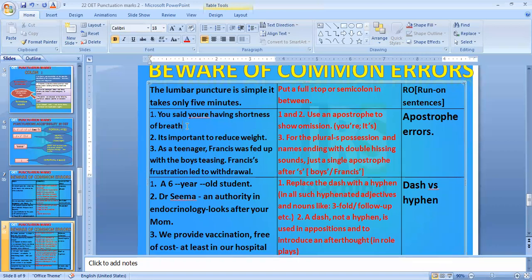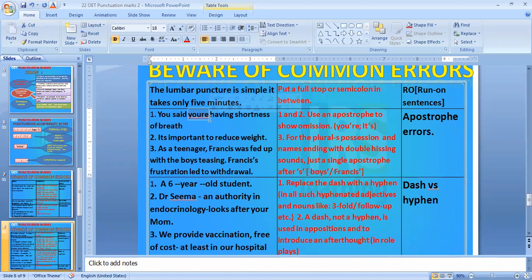Okay, read the next one, number 1. You said, You are having shortness of breath. What's the problem? So the computer has already shown the problem here. What is that? Apostrophe. Yeah, apostrophe is missing. Y-O-U apostrophe R-E. One letter is missing. That A, alphabet A is missing. Apostrophe is used for what? To show some omission. Something is missing.